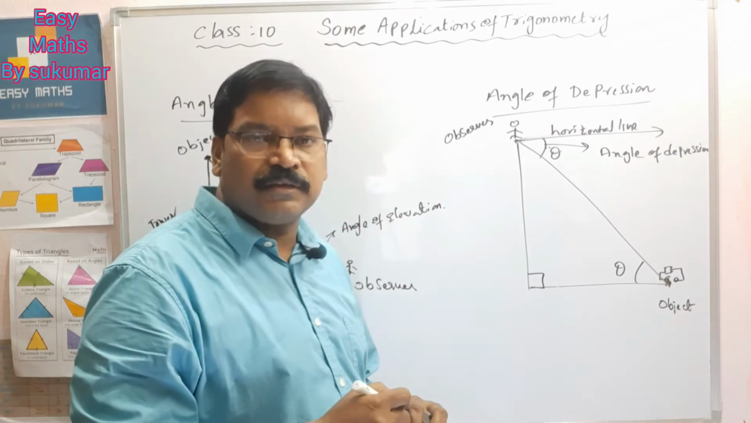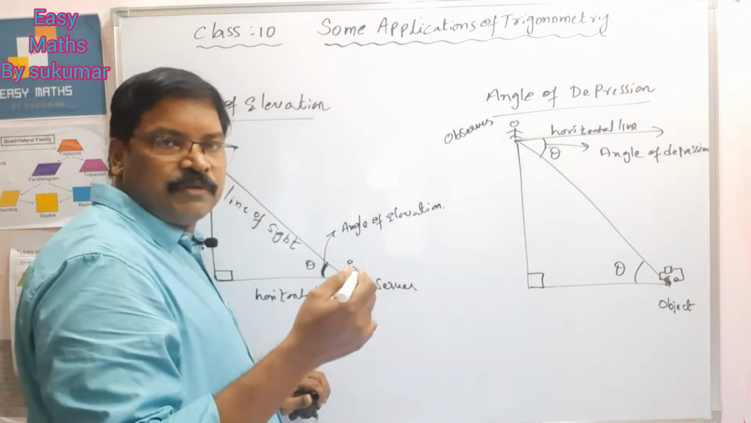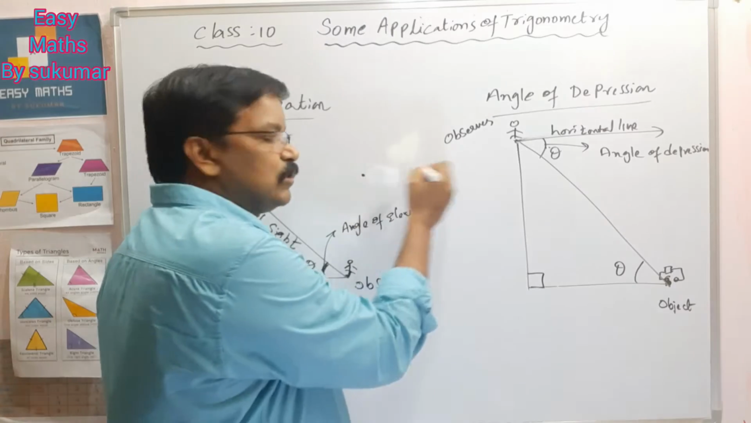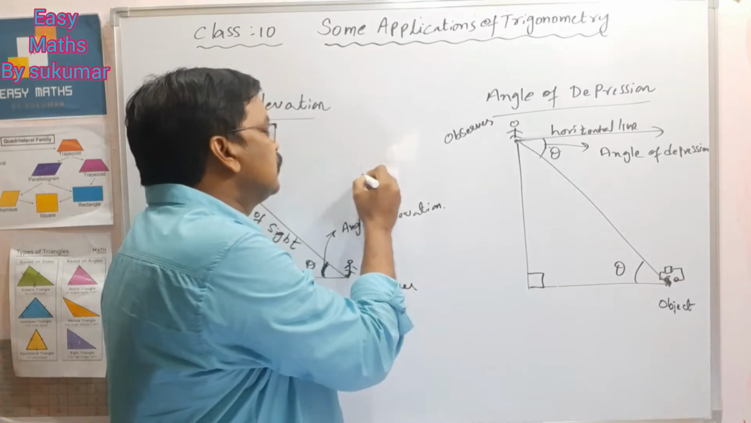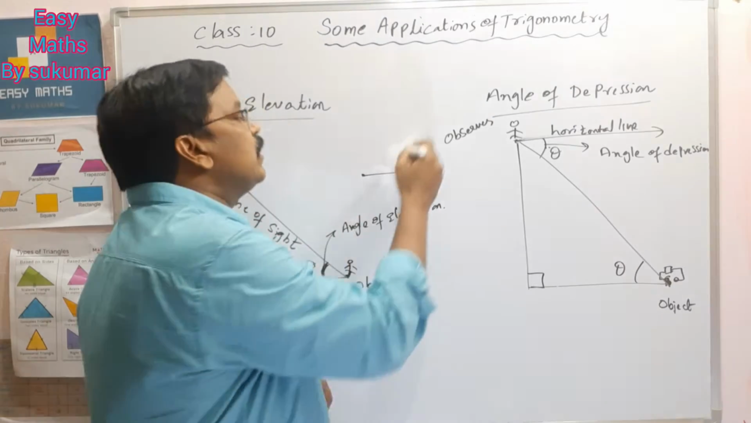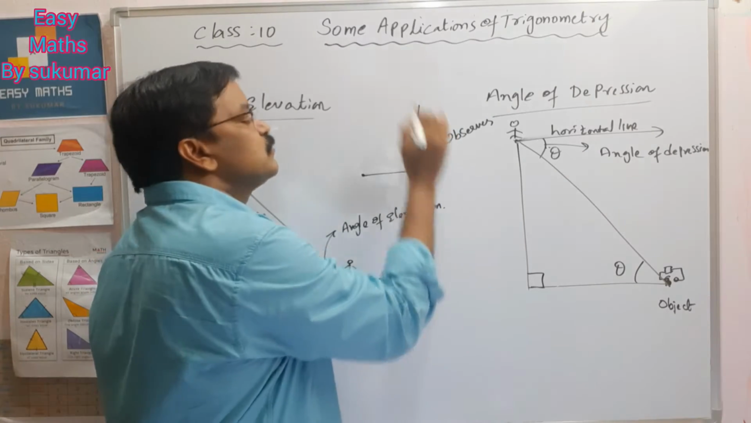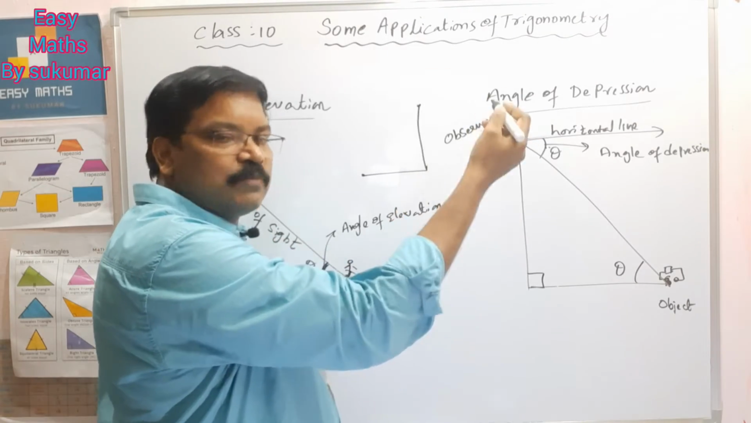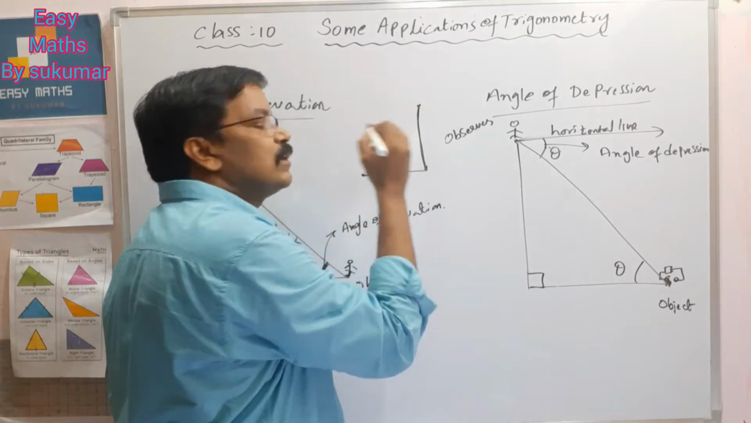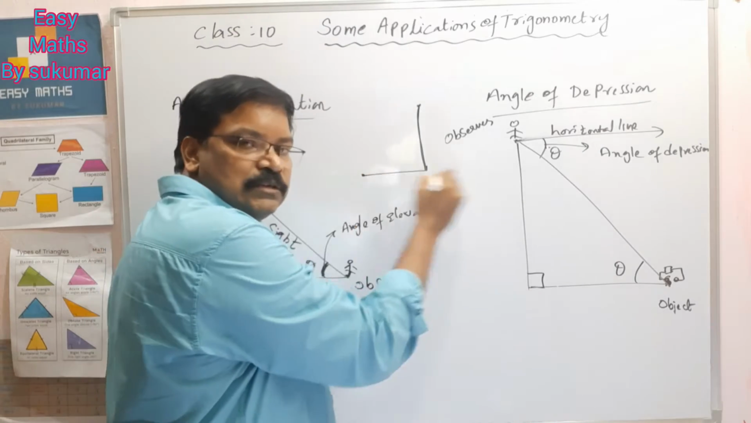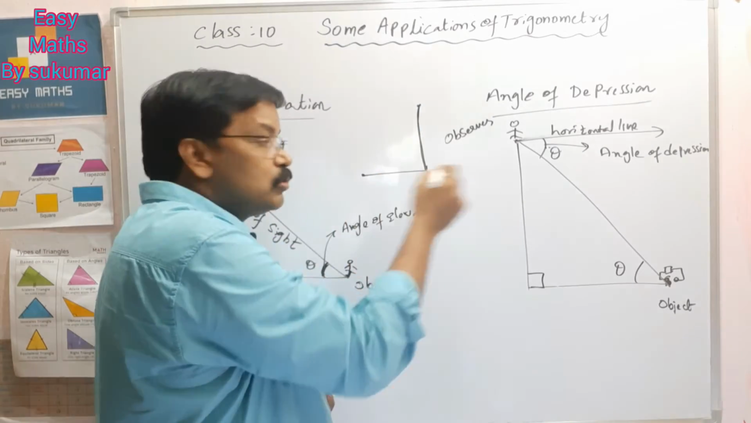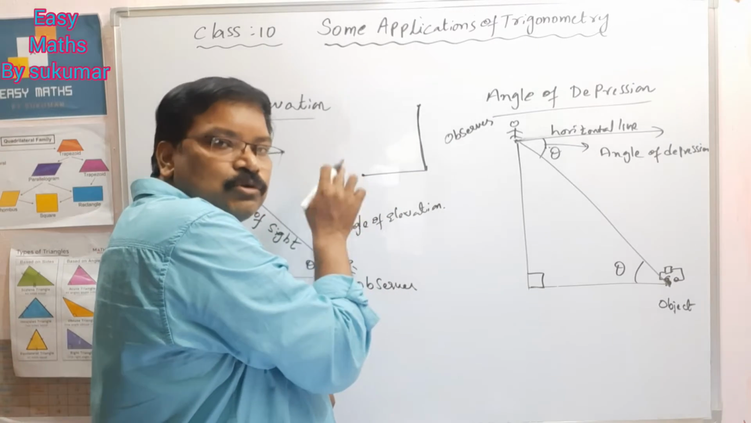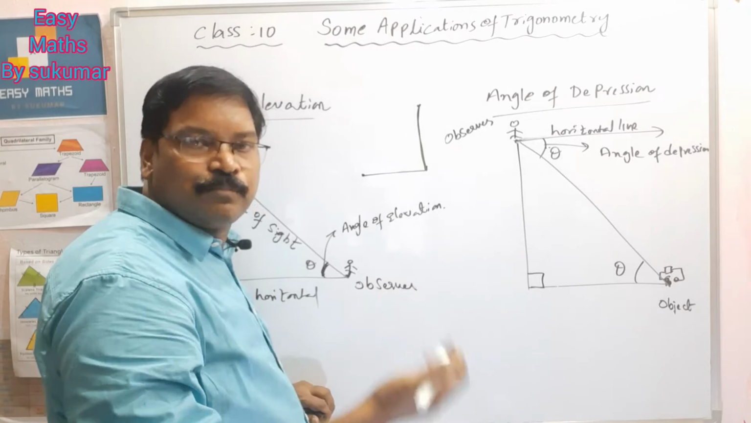Draw the statement. See, for example, if a boy is standing at one end of the road, just imagine this is a road, and observing the top of the electric pole. Again, just draw an electric pole. This is the width of the road. He is standing on the other side of the road and observing the top of the electric pole.